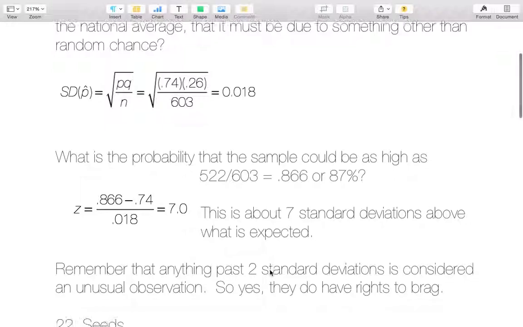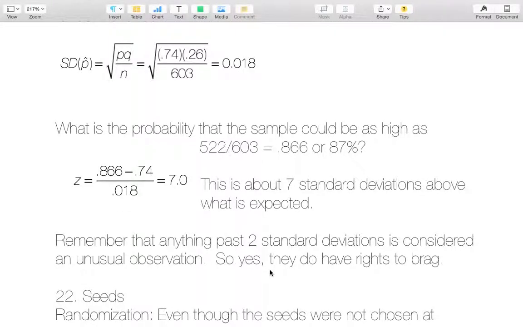7 standard deviations above the mean. If we were to use normal CDF to actually find the probability, it would be 0. There is almost no chance that we could get something this high if this was simply by luck. It would be so rare and so unusual for that to happen that we wouldn't ever expect it to.